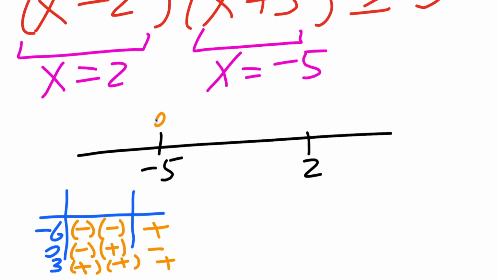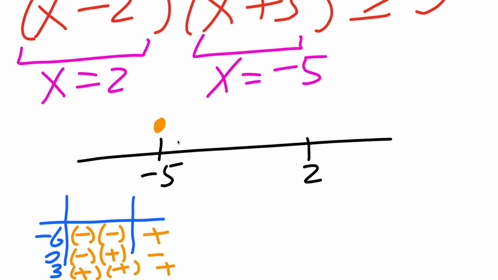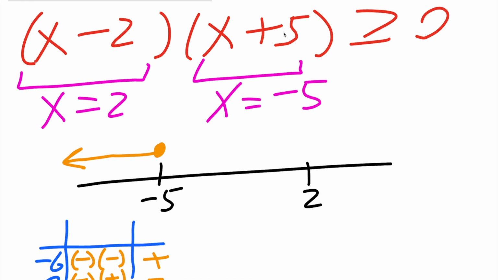Now we're going to put a shaded circle. This means it includes -5. And again, why does it include -5? If you had -5, this piece becomes 0. 0 times any number is 0. And 0 is greater than or equal to 0. So it includes -5. And we said -6 is a positive number, so all of this will be positive numbers, and so they will all be answers. Now 0, we got a negative number, so it's not included, because if you have a 0, it's going to be some negative number. It's not going to be bigger than 0.